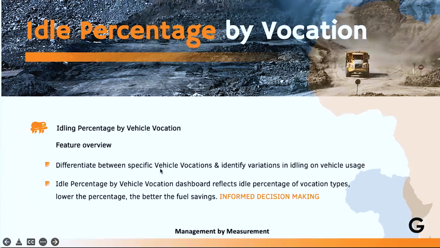Idling percentage by vehicle vocation as a feature will help in differentiating specific vehicle vocations. It'll help you identify the idling percentage variations, obviously depending on your vehicle usage. One can view an idling percentage by vehicle vocation dashboard, and this will aid in identifying percentage of specific vocation types. The lower the percentage of specific vocation types, the lower the savings. This specific dashboard has proved helpful, especially in assisting our customers in making better decisions.